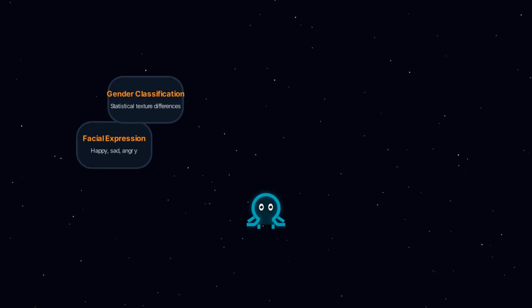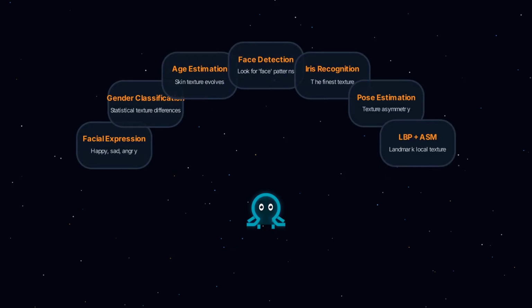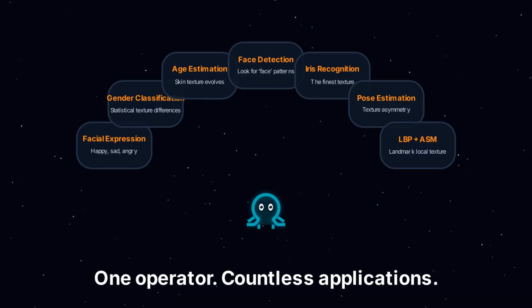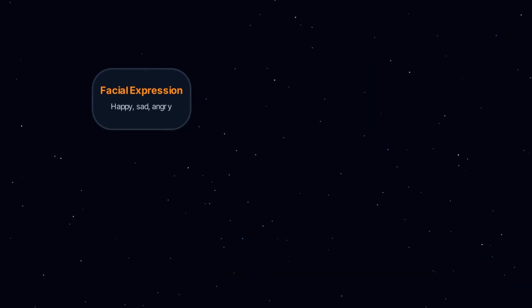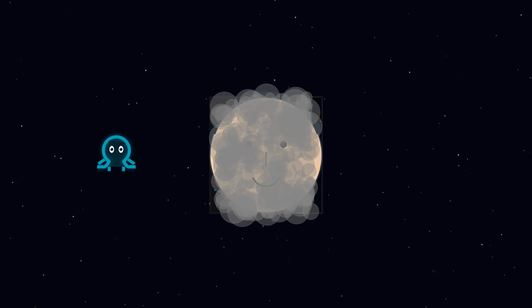Remarkably, LBP is not just for face recognition. The same comparison operator shows up in almost every face analysis task: facial expression, gender, age, face detection, iris recognition, and pose estimation. It also combines powerfully with other tools, like pairing LBP with active shape models to anchor texture description at detected facial landmarks.